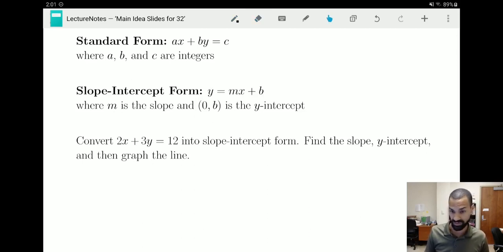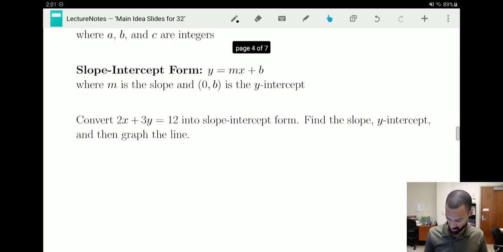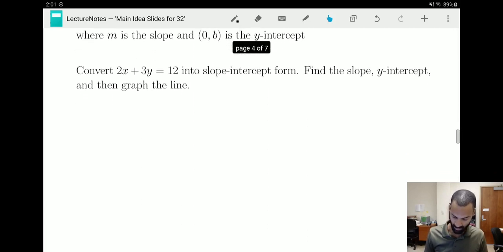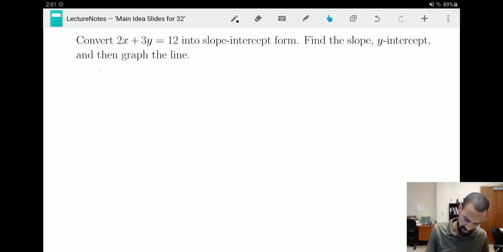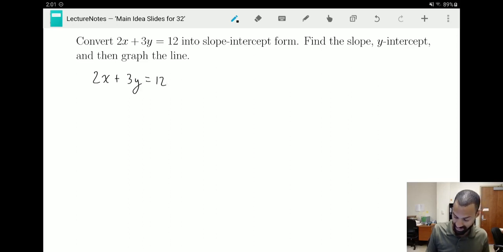So the first of these new kind of questions says convert 2x plus 3y equals 12 into slope-intercept form. Okay, that's currently in standard form. Notice there's no fractions. You have the x term, the y term, and then a constant term. So let's put that into slope-intercept form, and then we'll find the y-intercept, the slope, and we'll graph it. So 2x plus 3y equals 12. Again, we said we want to find slope-intercept form. I'll write this down right here just to have it in front of us.